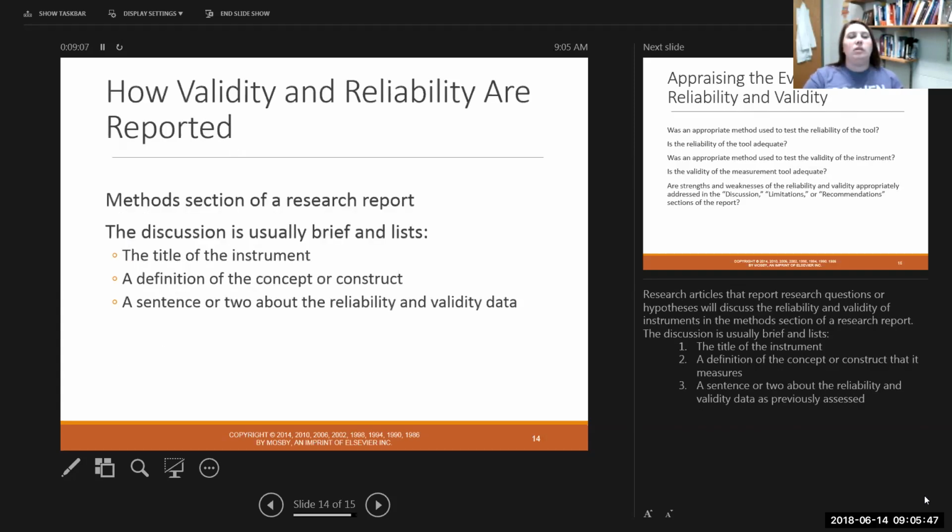How validity and reliability are reported. They come in your methods section of your research report. The discussion is usually kind of brief and is just in a list format. It might give you the instruments that they're using. They might seek to define a concept or a construct that they were seeking to measure. And then they'll write a sentence or two about the reliability and validity data.